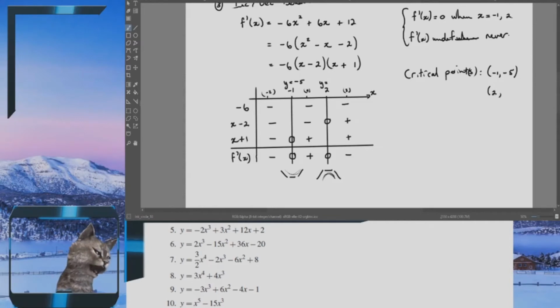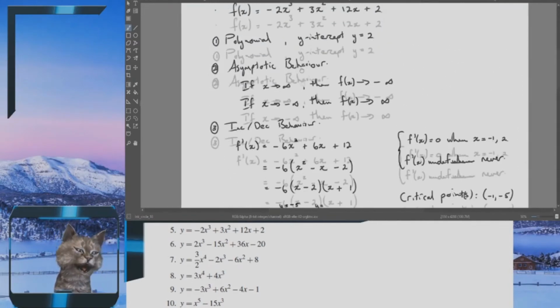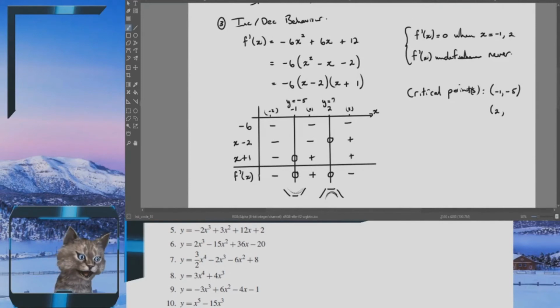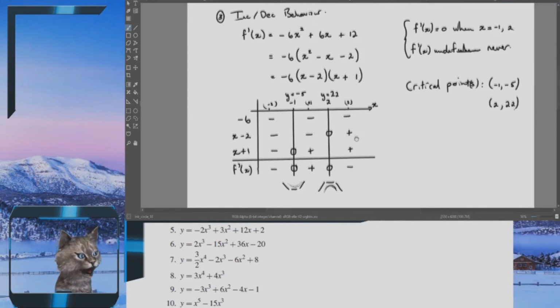Then, when x is 2, we'll plug that into your calculator or do it in your head, whatever works for you. Negative 2 times 2 cubed plus 3 times 2 squared plus 12 times 2 plus another 2, and we get 22. So our next y value here is 22, giving us our second critical point.